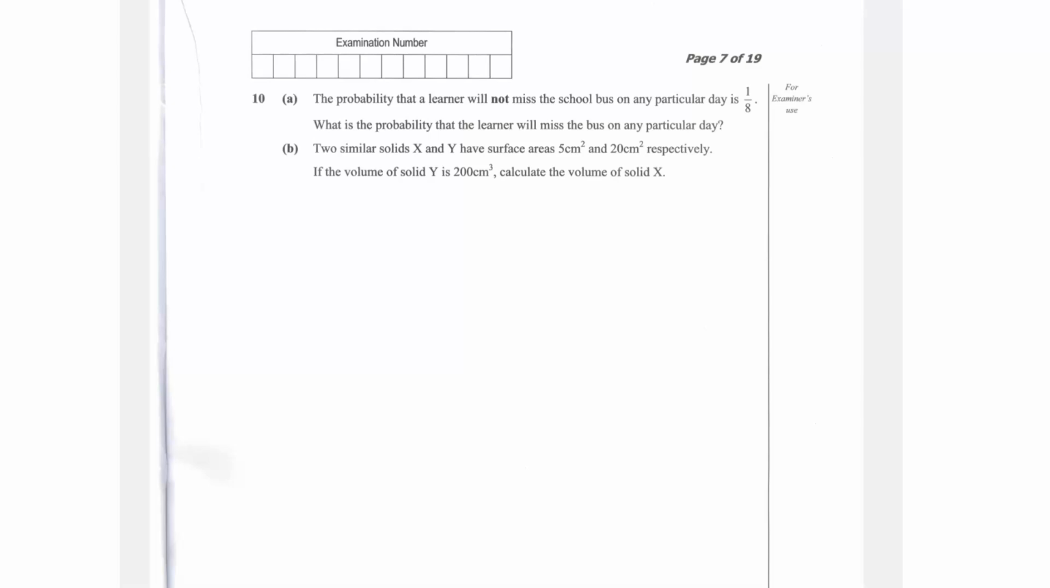Question 10 has 2 parts. The first part says the probability that Elena will not miss the school bus on any particular day is 1 over 8. What is the probability that Elena will miss the bus on any particular day? So we are saying the probability that she will not miss the bus is equal to 1 over 8.